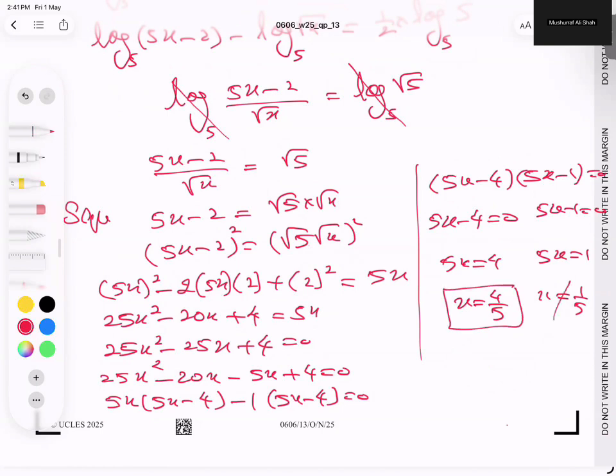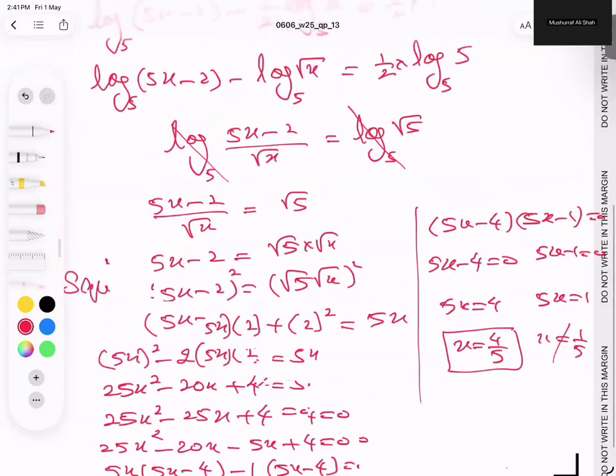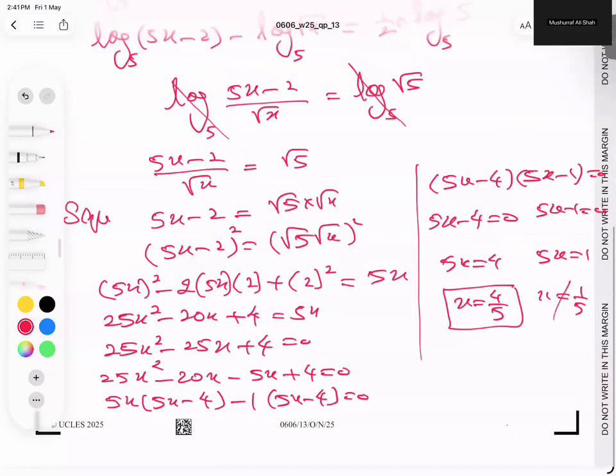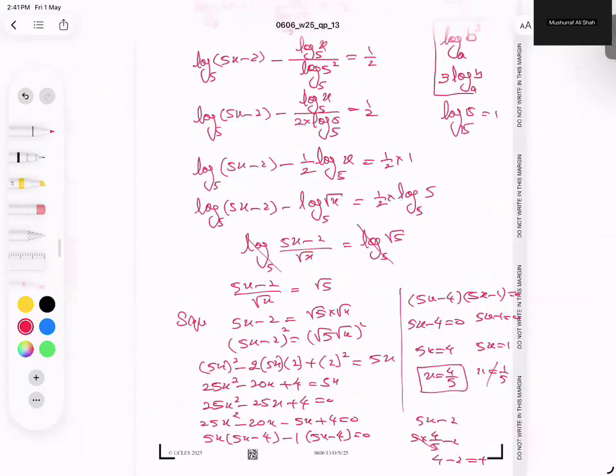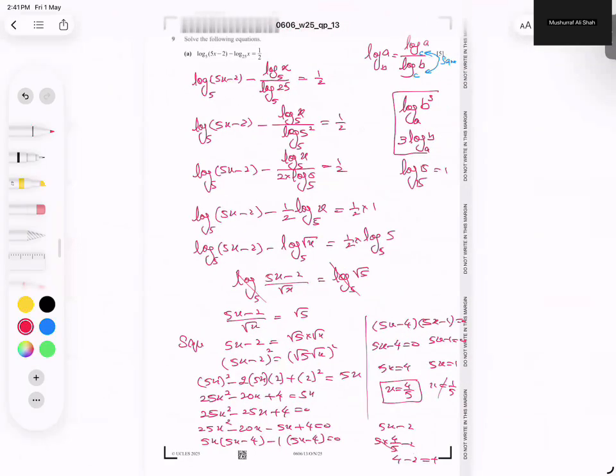We can check this one also. 4 over 5, and I plug it in there: 5x minus 2, so 5 into 4 over 5 minus 2. So this answer is coming positive. So this is our required answer. I hope the concept of the question is completely clear.